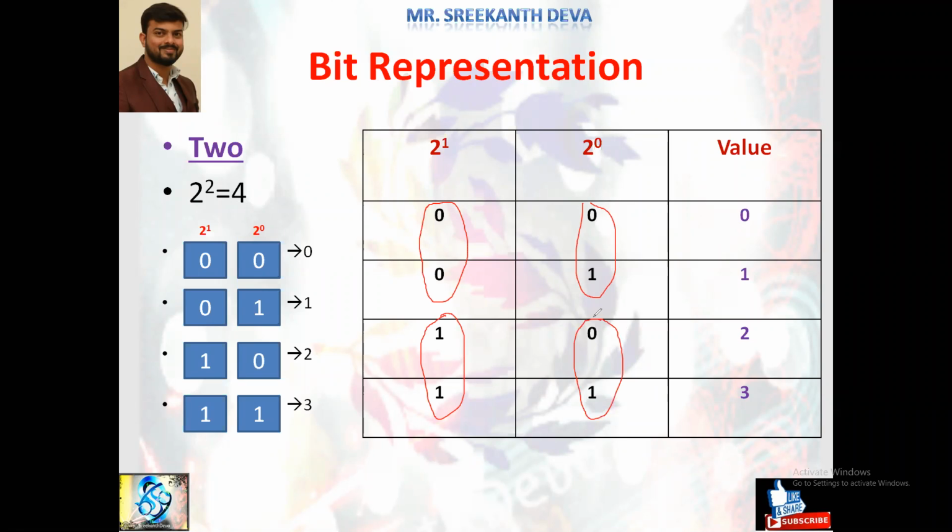For 1 bit, only 0 or 1. For 2 bits, 0 0 1 1 and 0 1 0 1. That becomes the proper table of bit representation for 2 bits. I hope you understood, right? So I go to the next slide. You may get more clarity about the next bit representation. Observe.